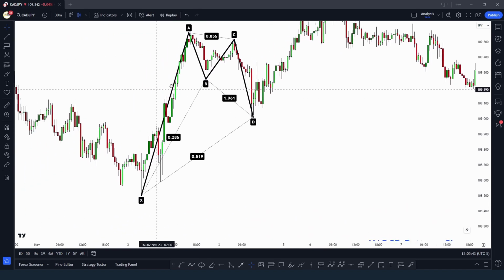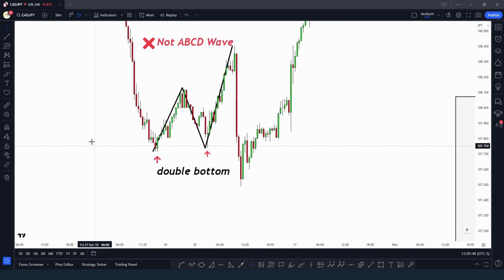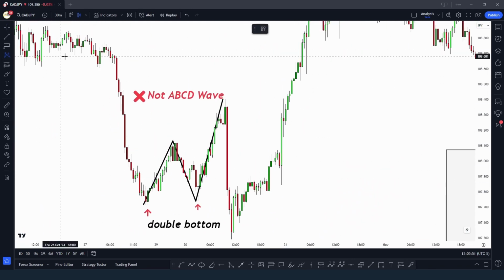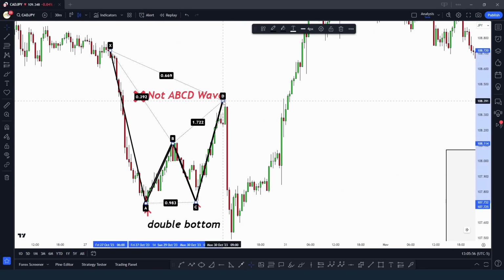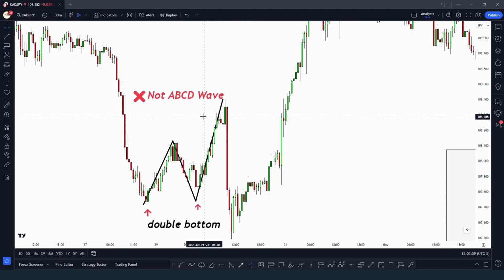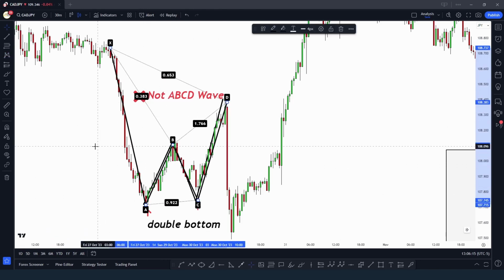Now let's go ahead and take a look at what is not an XABCD pattern. So here we can see that if you start to draw the pattern, you can clearly see the pattern forming here, but there is a problem. In the first wave, we can see the market retraced to this point, this AB wave, because this would be our AB wave, this would be our XA. Let me just go ahead and draw the pattern again. So this is our XA wave, and this AB is the first chunk of retracement.